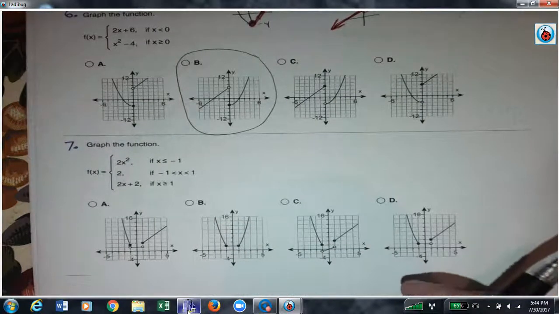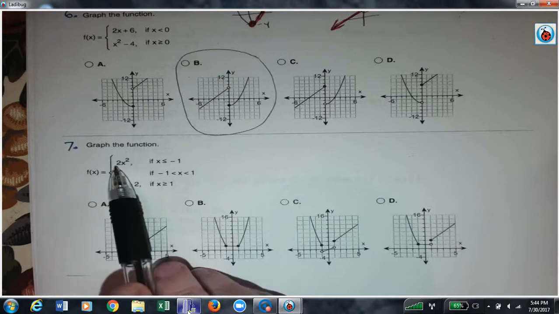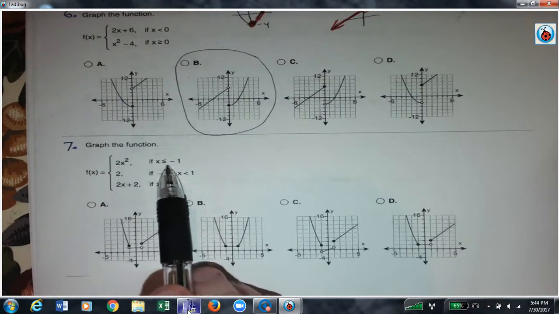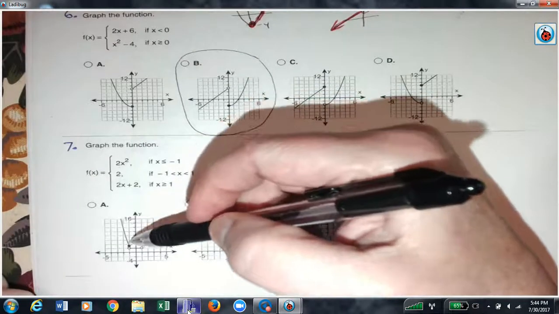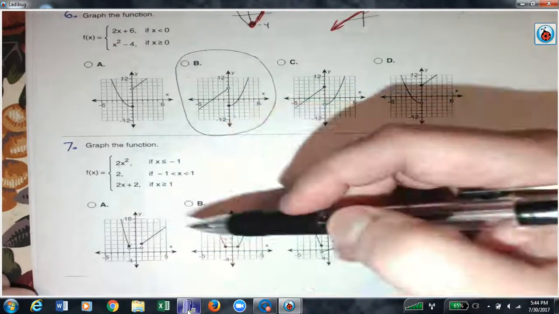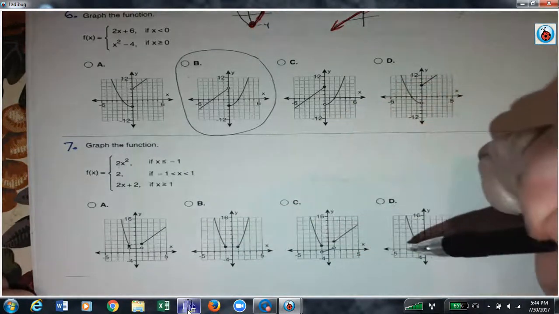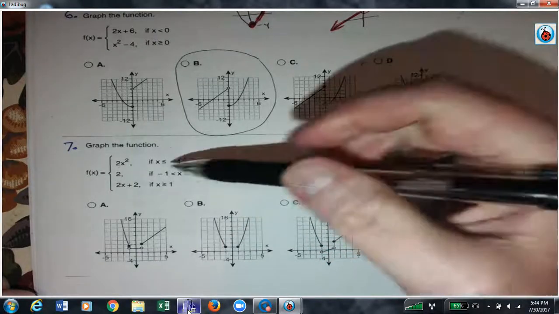All right, and finally we want to graph this function. Okay, that is going to be a parabola. And we only want the parabola when x is less than or equal to -1. So far so good for this one, because that's a curve there, that's not a straight line. So all of them have that correct.